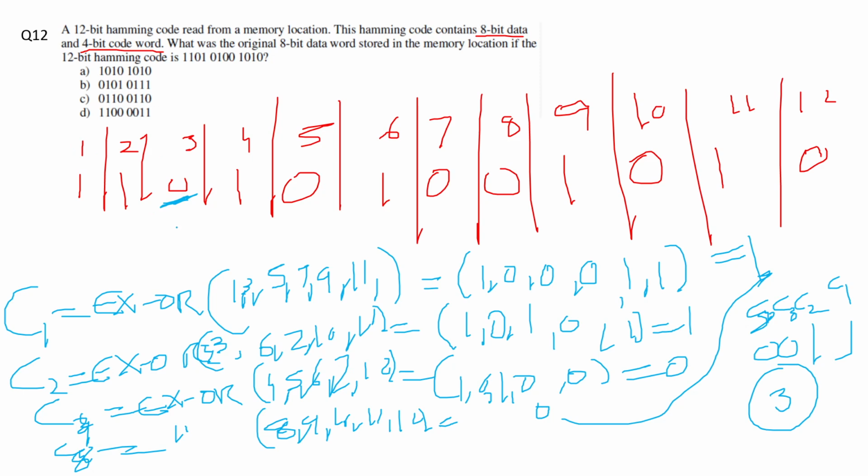So if it was 0, it will be 1. So my correct code will be 1 0 1 0, then 1 0 1 0. My correct code will be 1 0 1 0 1 0 1 0. So option A is my correct answer.